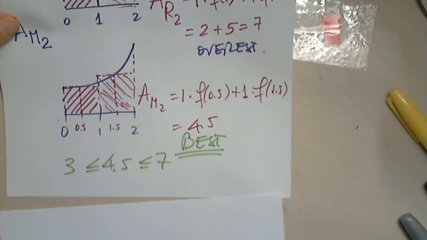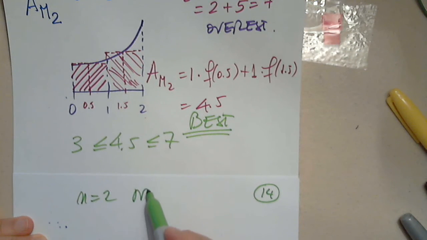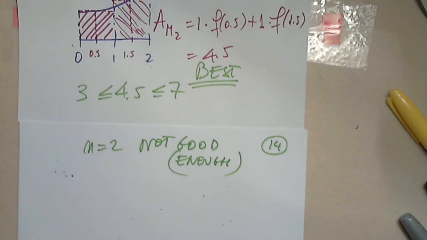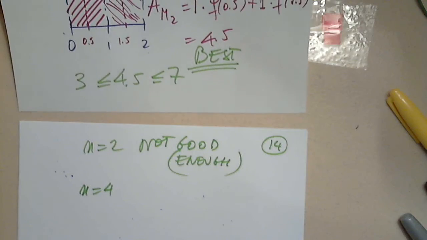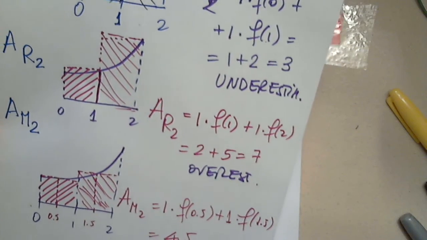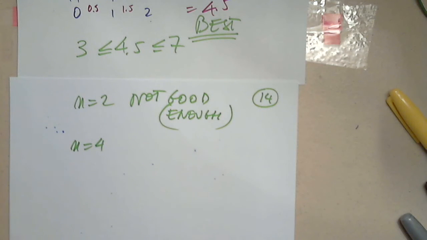Okay, here's the next scenario. I don't want n equals 2. Not good enough. What about, what would happen with n equals 4? In other words, the area with the leftmost point with 4 subintervals. Let's just look at one scenario. Which one would you like to look at with 4 subintervals? The midpoint. Excellent. Let's do the midpoint. I agree.